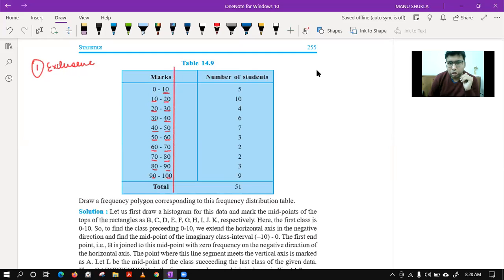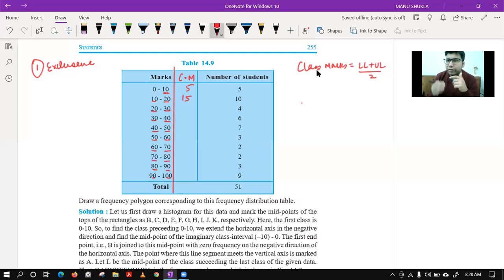Now what is the main thing that we have to do for this frequency polygon? It is to make a new column. What is the name of the new column? The name is CM, class marks, and we all know how to find it by adding. So class marks are given by lower limit plus upper limit upon 2. So in the first case it is 5. In the second case it is 30 upon 2, 15.